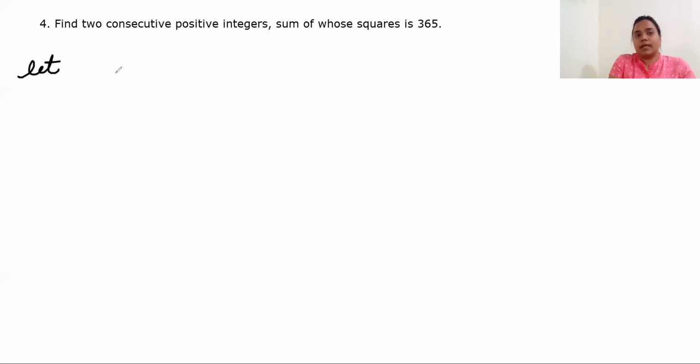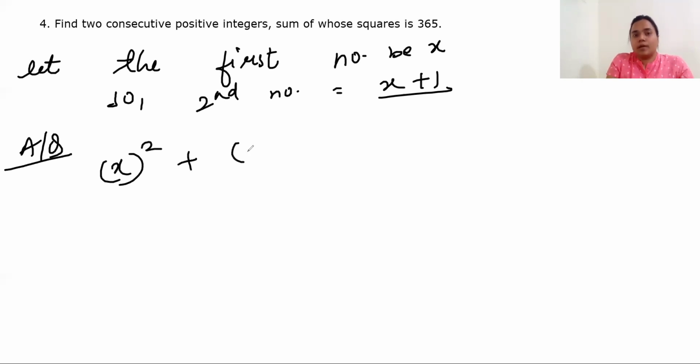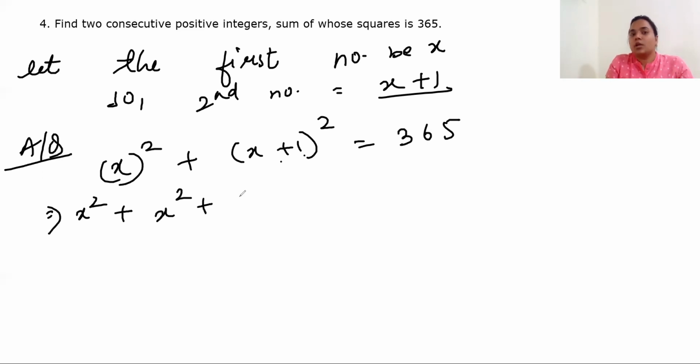So let the first number be x. The second number will be x plus 1. Now it is written, sum of whose squares. Sum of squares means we have to square x and x plus 1, and when we add, it is equal to 365. So we need to solve x square plus (x plus 1) whole square, which is a plus b whole square: a square plus 2ab, that is 2x, plus b square, that is 1. This is equal to 365.